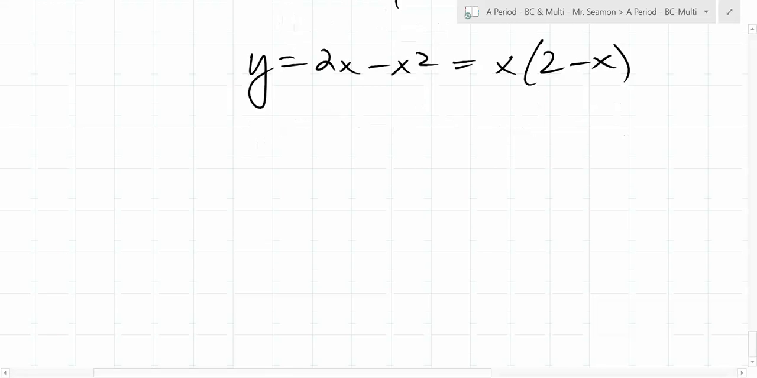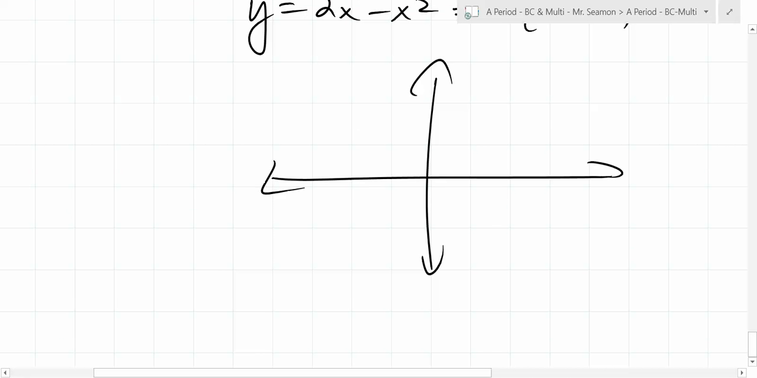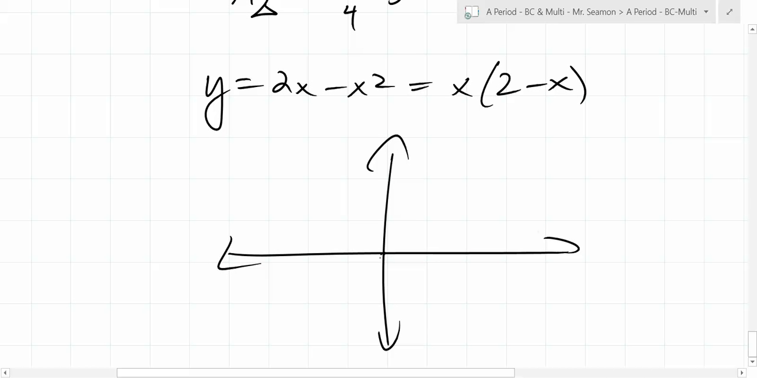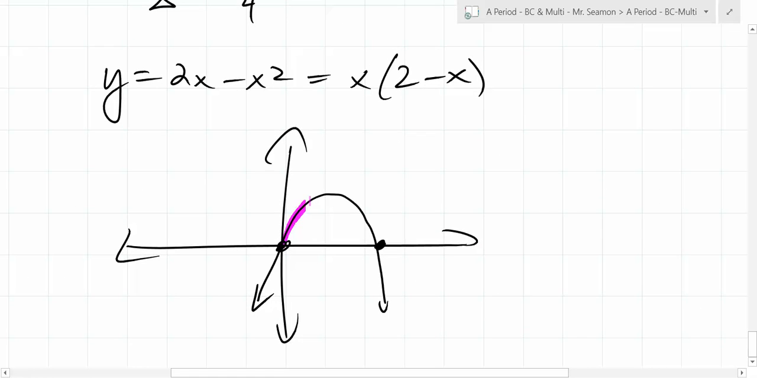So what are the zeros of this thing, if you wanted to sketch it? 0 and what? 2. Yeah, you got it. 0 and 2. Is it facing up or down? Down. It faces down because there's a negative coefficient in front of this, and it's bounded by this function and what axis? The x-axis. So you have this region right here. Is everybody okay with that?